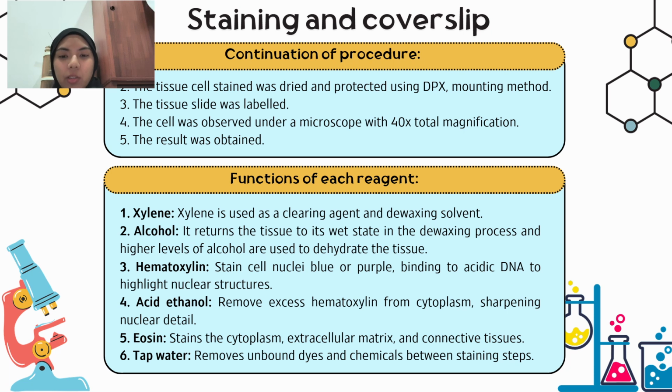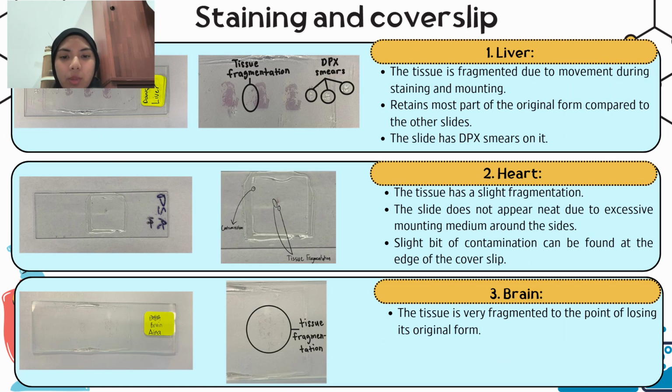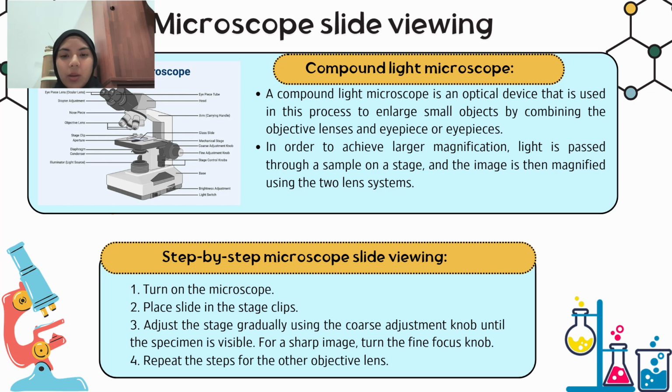So under the microscope, this is what it looks like before eosin and after eosin. As you can see, there's a difference in the saturation of the color before and after. Next is the microscope slide viewing. So a compound light microscope is used in order to observe the tissue under the microscope.